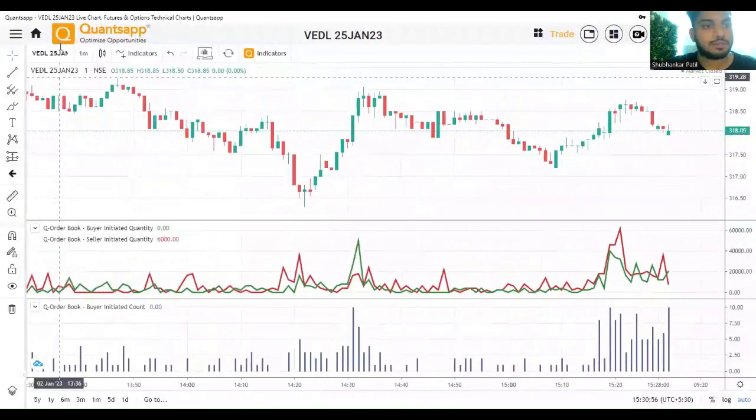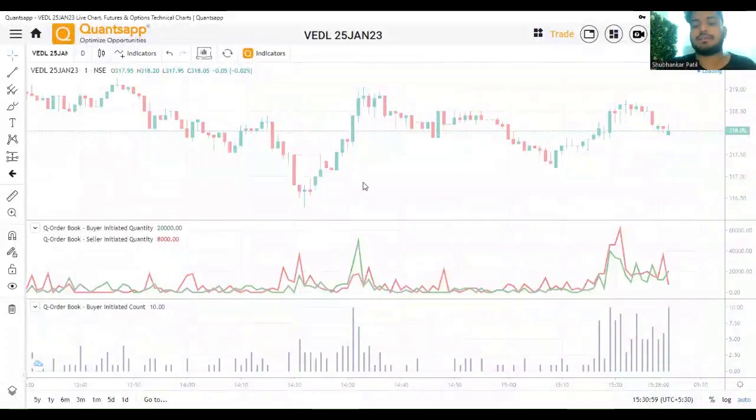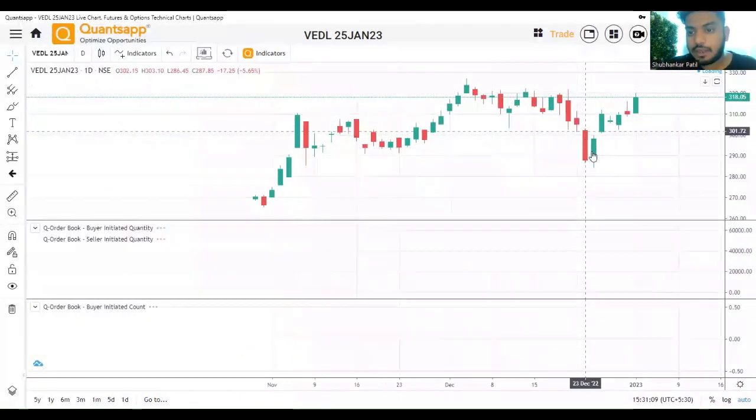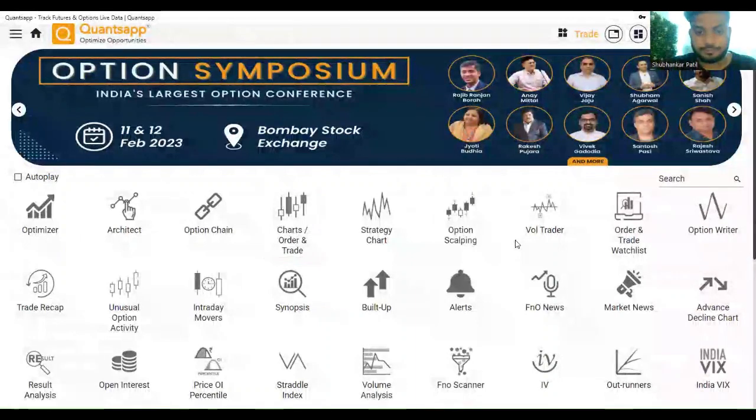You can do it on any time period, let's say a daily chart as well. The logic will remain the same. Wherever you see a red candle, that means this was the opening level, this was the low that the market made, and this was the top that the market made. This is what you need to understand.